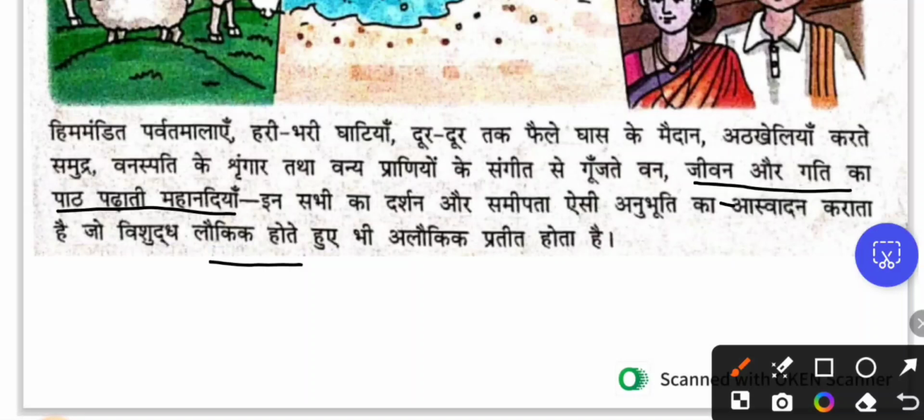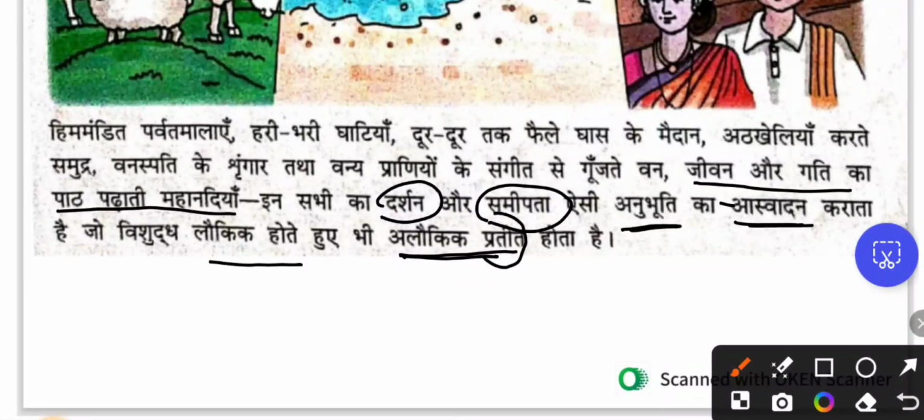All these things, when we are seeing them, darshan means the sight, okay, and when we are reaching near to the nature, samipata, when we are going closer to the nature, how we feel, anubhuti is the feel, okay, aswadan is the taste. So we feel the taste of the purely worldly, though it all exists in the world, but how it will make us feel and taste that it is supernatural. All this natural beauty, when you are seeing, when you are going nearby to the nature, what we will feel or taste is that though it's purely worldly, it appears to be supernatural for us. Prateet hota means it symbolizes.